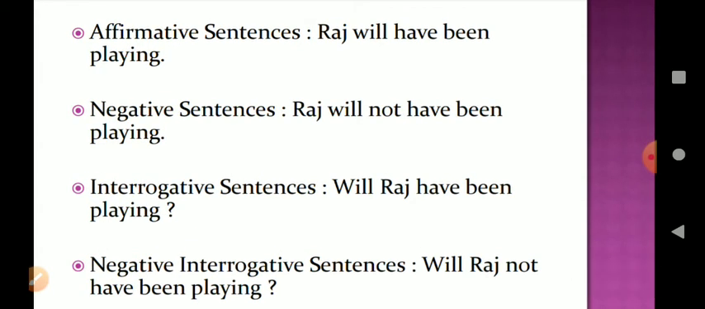Now by this we have completed the tenses, and I hope you have understood properly. Always remember the rules of the tenses. This will help you in forming sentences. This is the most important part of grammar, so pay attention to it. Thank you.